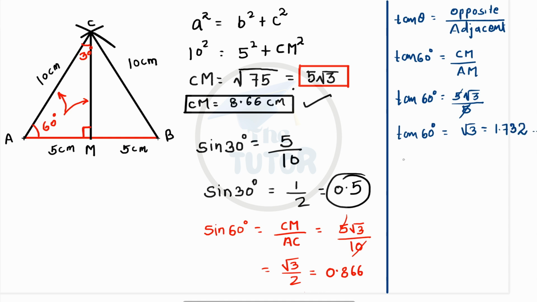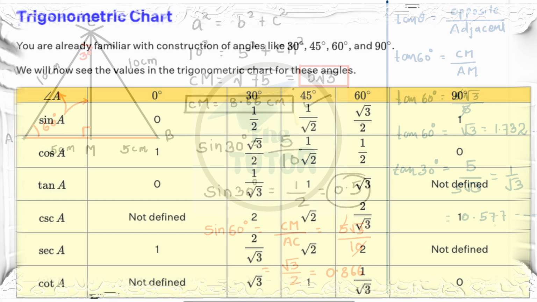Now tangent 30. For 30 degrees, opposite is AM, which is 5, over adjacent, which is 5 square root of 3. We have just switched: whatever was opposite for 60 is now adjacent for 30. You will be left with 1 over square root of 3, which is equal to 0.577 and so on. This is how we have found all the angle values in trigonometry.